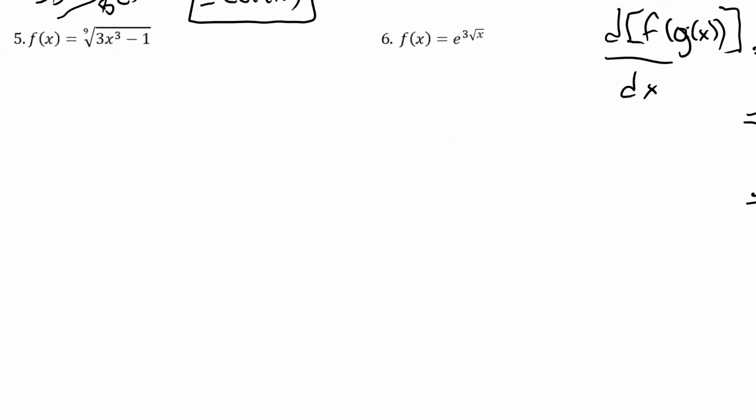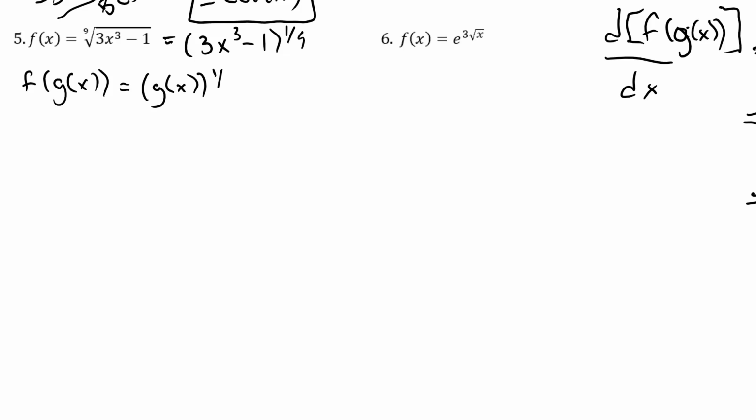And 2 more. These ones are hopefully going to be a little bit faster. So rewrite f of g of x, our outside function being that 1/9 power, our inside function being a 3x cubed minus 1.